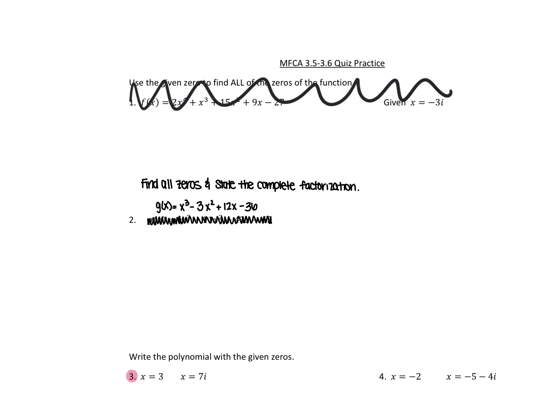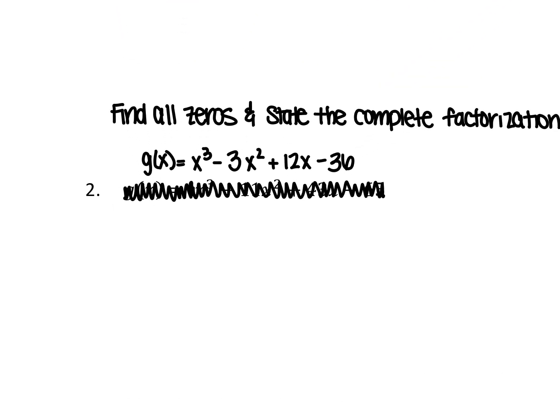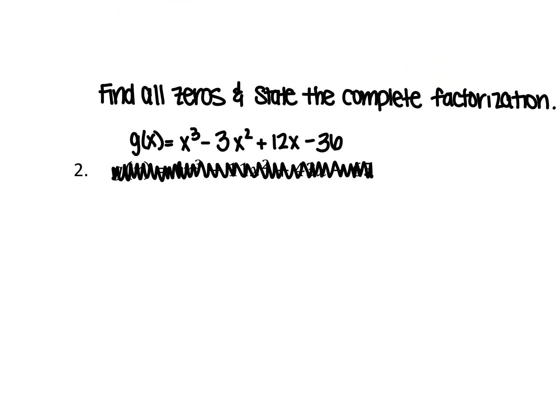Let's do number 2. So we're going to find the zeros and state the complete factorization. How do we find the zeros here? Group them. When we have 4 terms, we want to factor by grouping. So group the first 2, group the second 2. What's the GCF from the first group? X squared. When we take out an x squared, we're left with x minus 3. What's the GCF from the second group? 12. When we take out a 12, we're left with x minus 3.